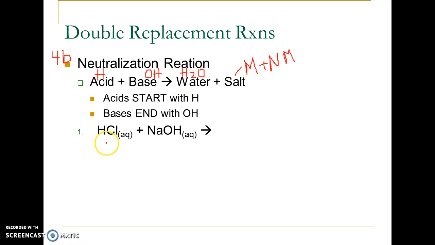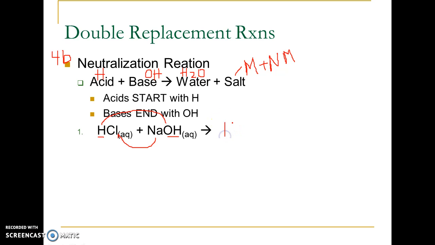Here's hydrochloric acid. I know it's an acid because it has the H in the front. And here's sodium hydroxide, which is our base. Both of these are aqueous in water, indicated here by AQ. Now, when you are doing your prediction of products, use that neat trick where the outsides come together and the insides come together. So you're switching partners here.